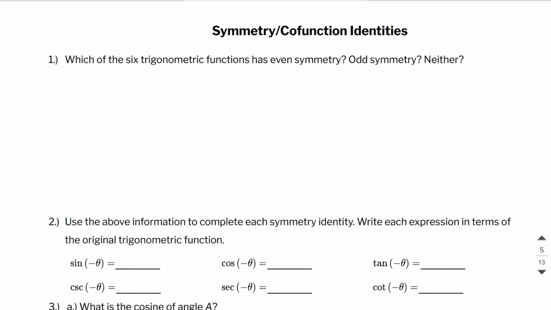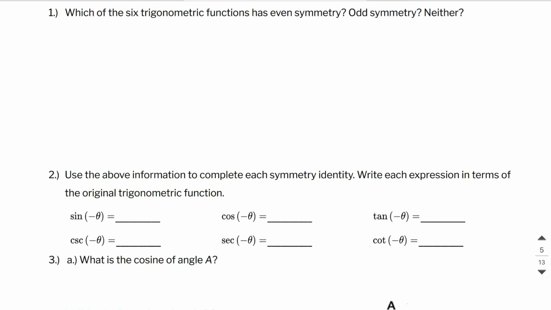Hey everyone, this video is on symmetry and cofunction identities. The first question asks us to figure out which of the six trig functions has even symmetry, has odd symmetry, or has neither symmetry. So if you remember, if I were to draw a sketch of what sine looks like, sine always starts at 0 on the axis. If there's no transformations, it always starts at 0. So this is y equals sine x right here.